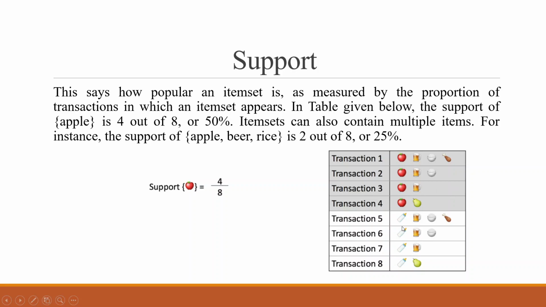You can see here, we have taken one hypothetical dataset where in the first transaction, the customer has purchased apple, beer, curd, and chicken. Apple, beer, rice, and chicken. Now we have to count in how many transactions the customer has purchased apple: 1, 2, 3, and 4. So out of 8 transactions, the customer has purchased apple in 4 transactions, and therefore the support is 4. Next, in how many transactions has the customer purchased apple, beer, and rice together? Let us count apple, beer, and rice: 1 and 2. So the support is 2 out of 8, and that is 25%.